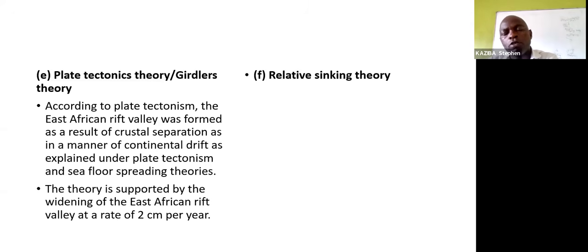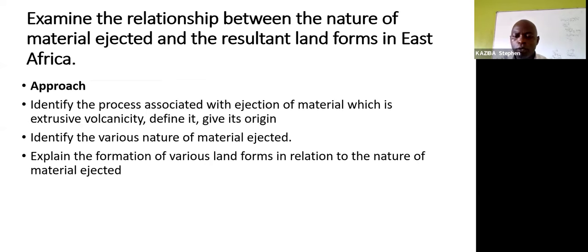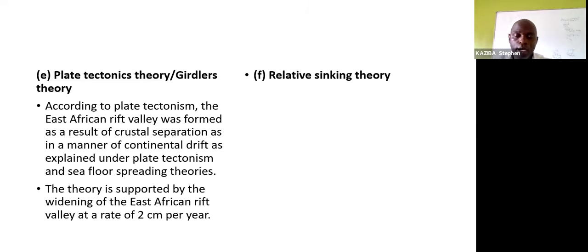The other theory is that of relative sinking. Of course, this was caused by the sinking convectional currents. It happens when the currents rise and then they sink back. But when they sink, they create numerous faults, and then land starts sinking downwards. As it sinks downwards, the middle block sinks faster than the outer blocks, and that forms a Rift Valley.